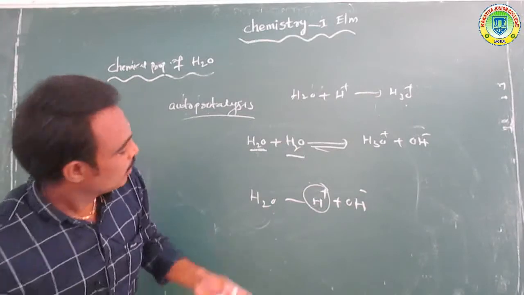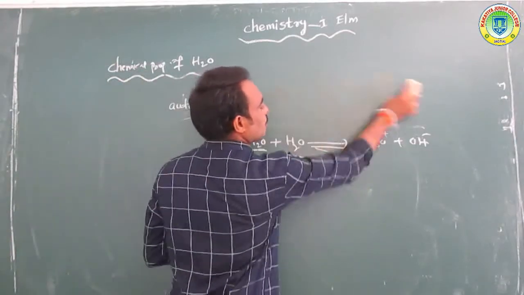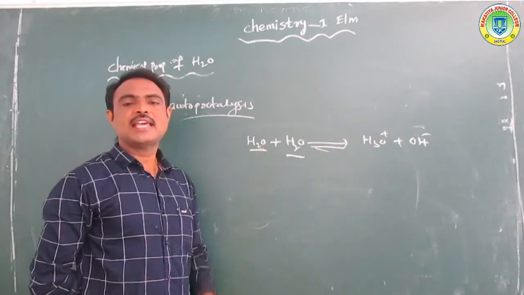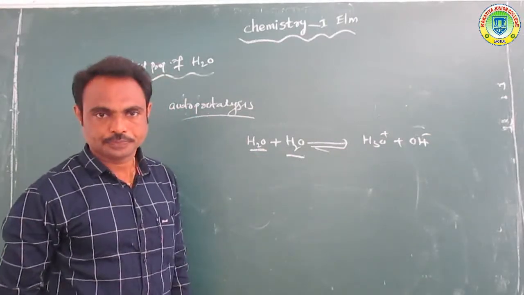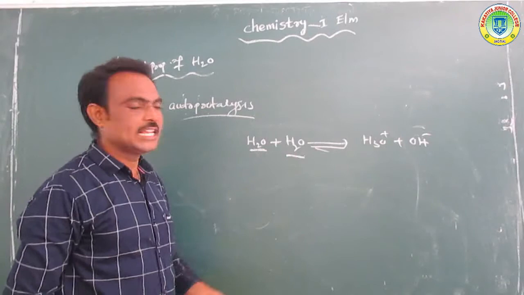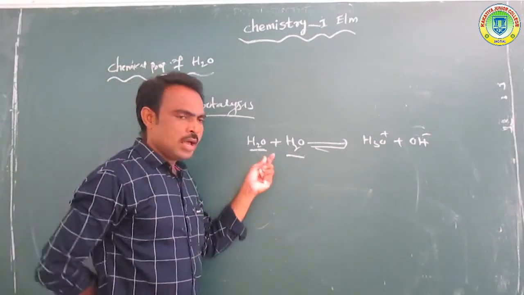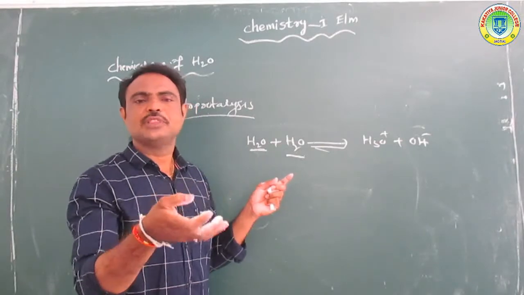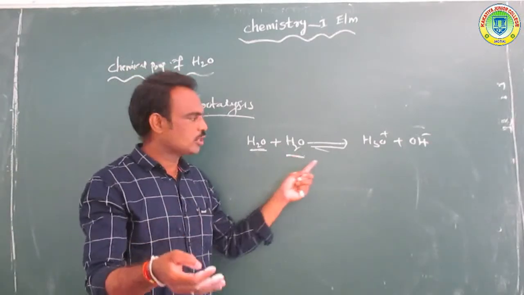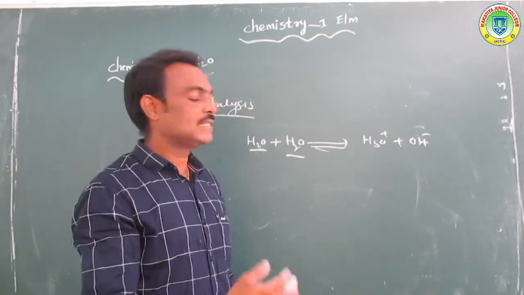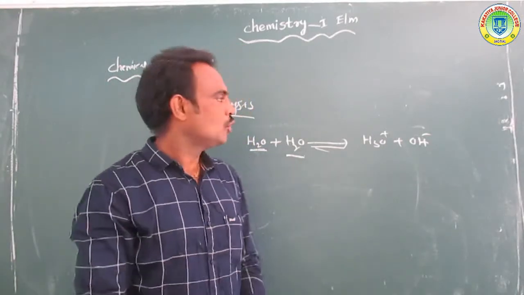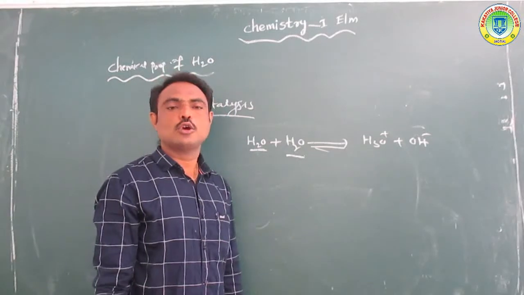So here in this reaction, the water molecule has acidic nature as well as basic nature. So autoprotolysis means one water molecule reacts with another water molecule to form H3O plus and OH minus ions. Okay, so this is called autoprotolysis.